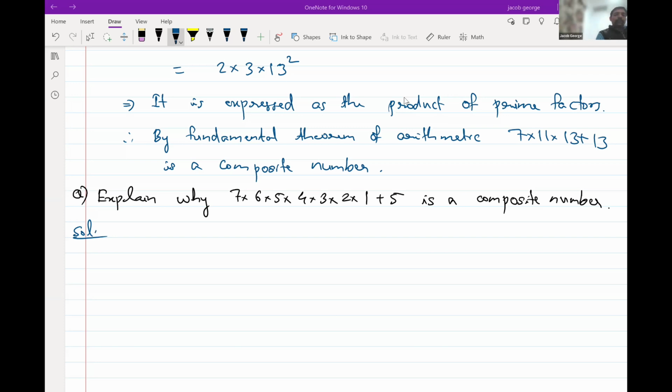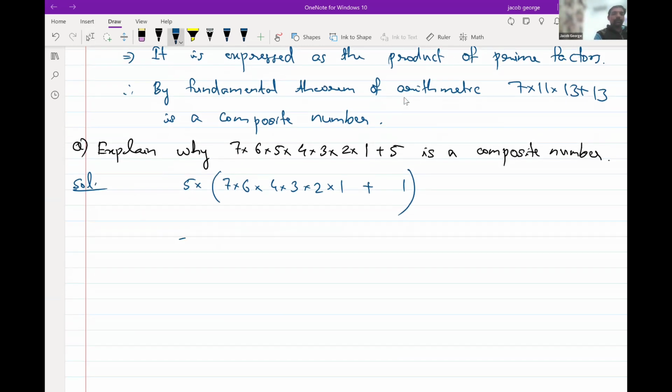Those who have doubt, please listen. You have taken out 5. When you take out 5, it is 7 into 6 into 4 into 3 into 2 into 1 plus, what is the second term? 5 by 5, that is 1. Plus is a sign. Mistakes should not happen. Write and practice. If such mistakes happen, specifically note them down and practice again at home. So it is plus 1, you understood how 1? 5 by 5 is 1. So we get 7 into 5 into 1008, then plus 1.